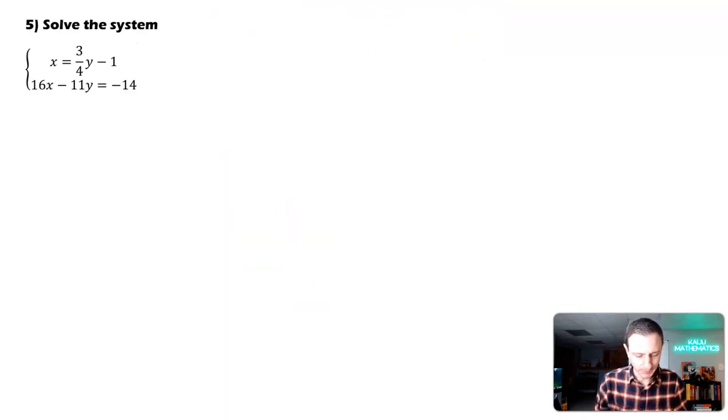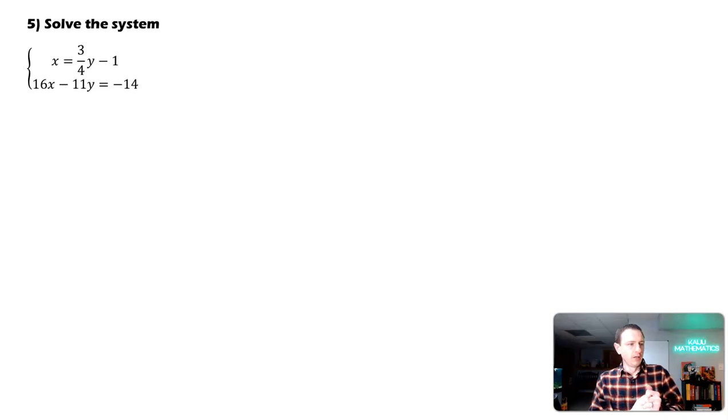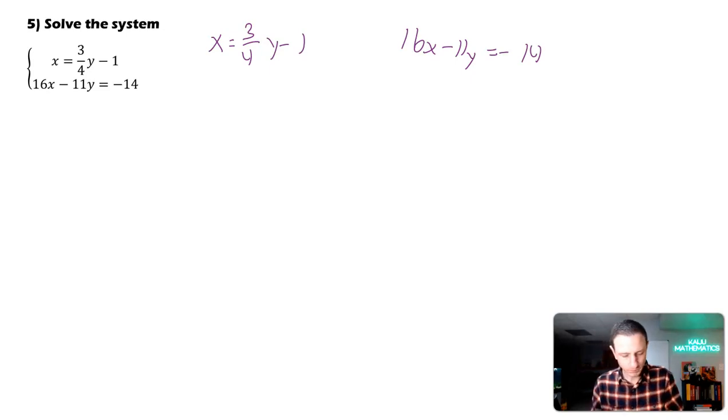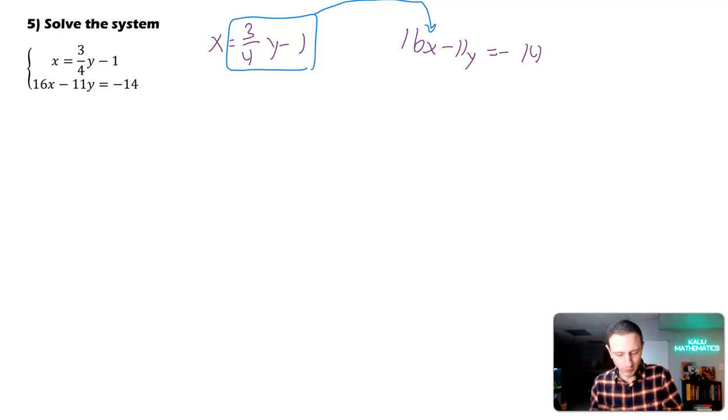All right, one more problem. So solving this system, we have x equals 3/4 y minus 1, 16x minus 11y equals negative 14. So I have the x already by itself. I have x equals 3/4 y minus 1, and then I have 16x minus 11y equals negative 14. X is by itself. That's going to be the straightforward substitution there.